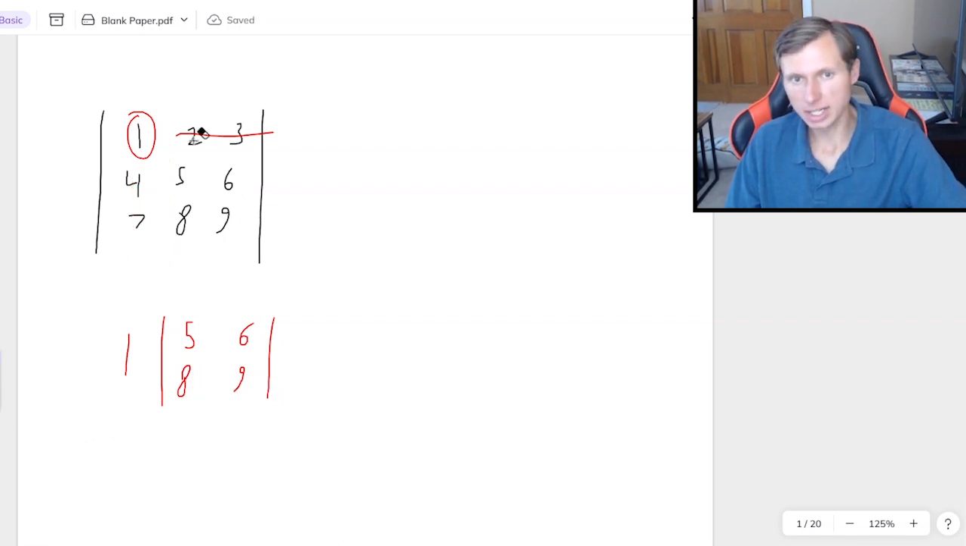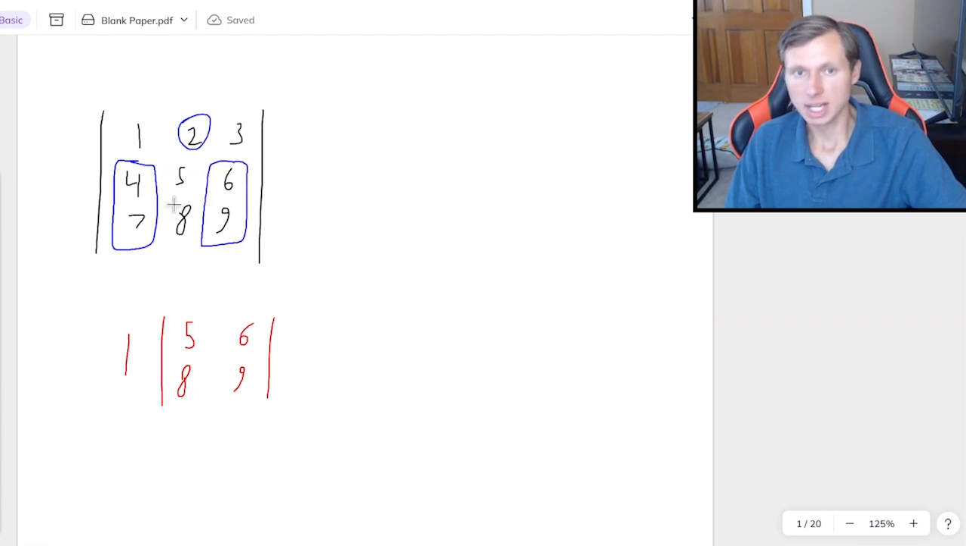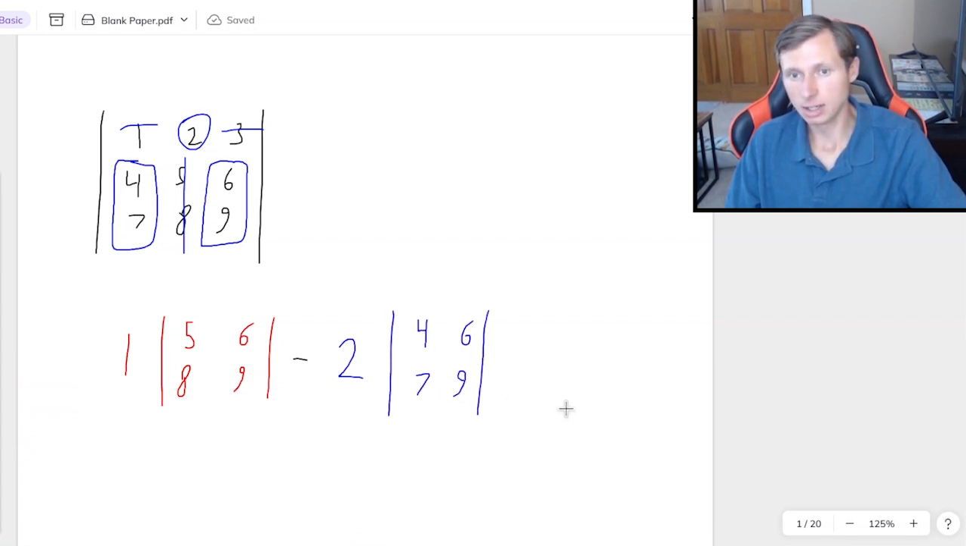Then erasing these lines and starting over. Now I'm going to take this number here in the top middle position, and I'm going to find the determinant of this 2x2 matrix, again, not in the same row or column as the 2. The thing is, when I do this, I need to alternate the signs. So this is going to be minus, and then it's going to be 2 times the determinant of 4, 6, 7, 9. Hopefully you see what I'm doing. If you don't, pause the video, rewatch the last 30 seconds.